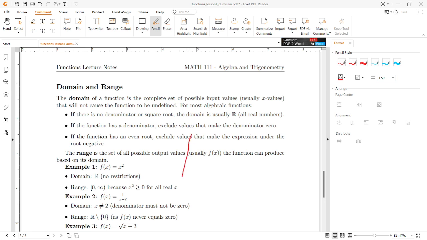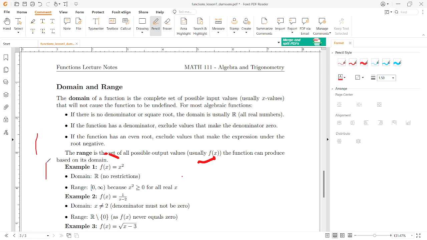And a range. So looking at the next one, you can check through all this. So a range is a set of all possible output values. And we represent this using f of x.